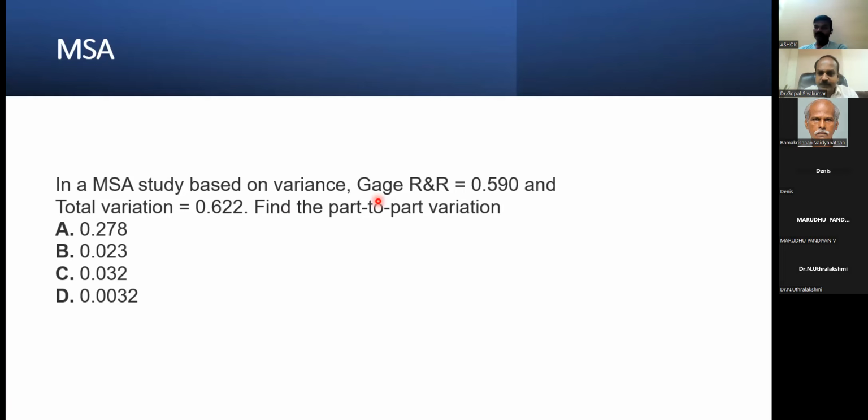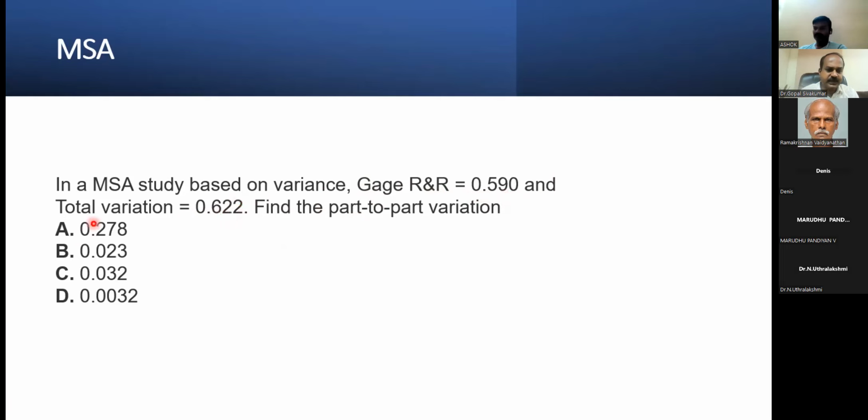Now see, measurement variation is given as gauge R&R. Total variation is given as 0.62. Now what you need to calculate is part-to-part variation. So can you frame a formula for part-to-part variation? Part-to-part variation is equal to total variation minus measurement variation, minus gauge R&R. Very simple. So 0.62 minus 0.59.